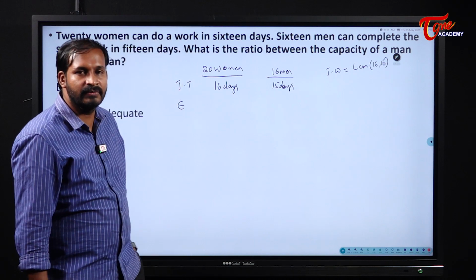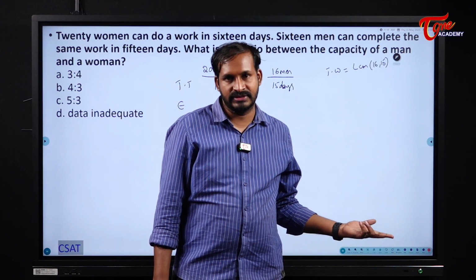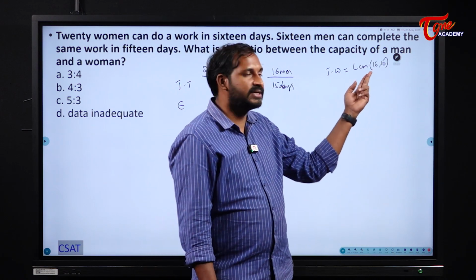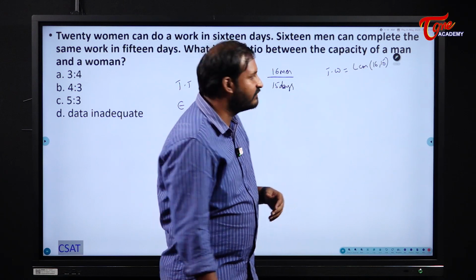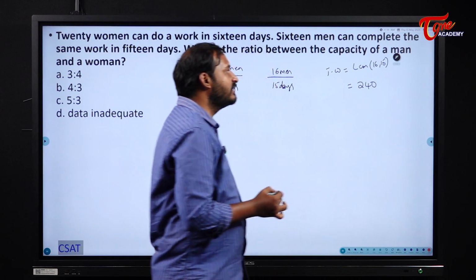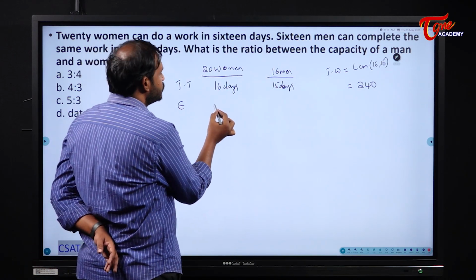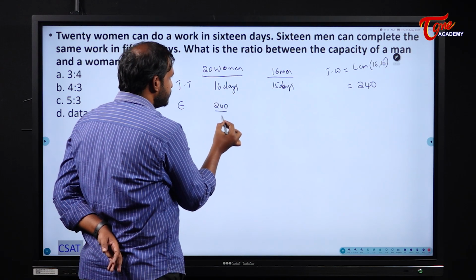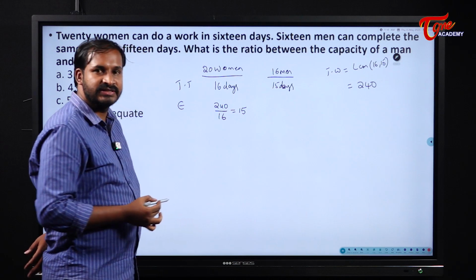Directly their product. Why? Because any two consecutive numbers will always be co-primes. So LCM of two co-primes will become their product. So 16 into 15. 16 15s, what will you get? 240. So the LCM here will become 240 by default. Now what is the efficiency of 20 women? So 240 by 16. Their efficiency will become how much, students? 15.